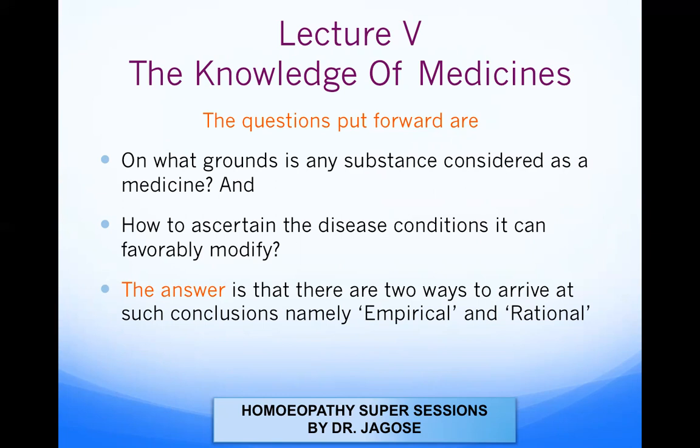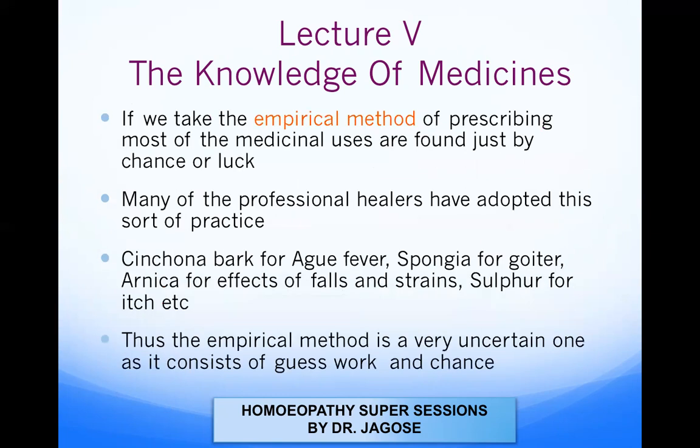The answer is that there are 2 ways to arrive at such conclusions, namely the empirical and the rational. Now let us see what we mean by empirical and rational. If we take the empirical method of prescribing, most of the medicines used are just found by chance or luck. So basically, the empirical method deals with medicines which are just found by chance or luck.